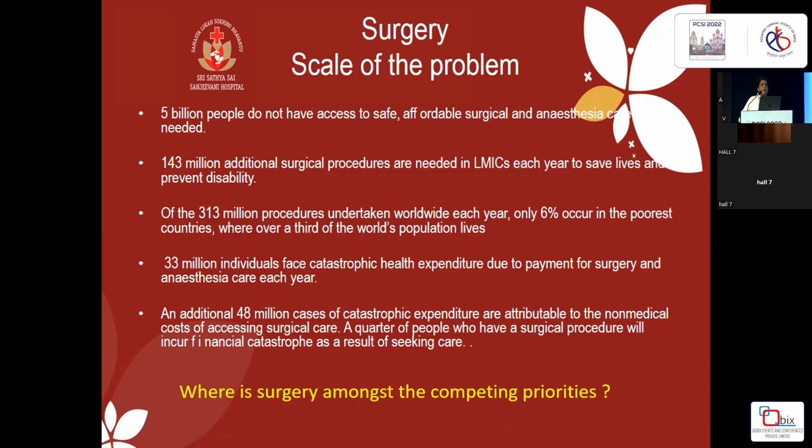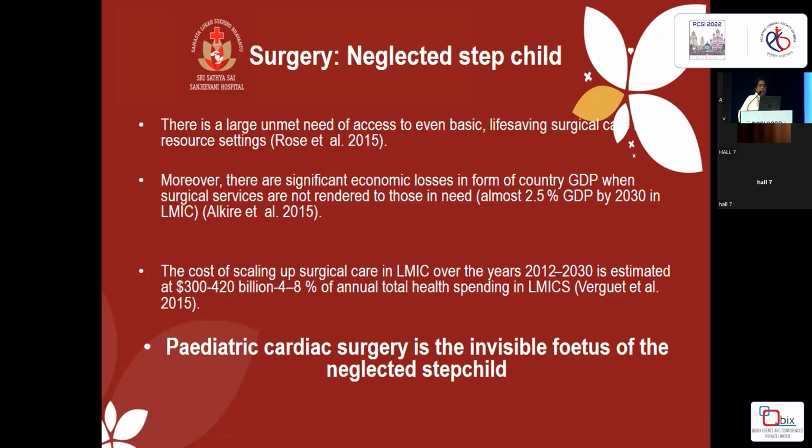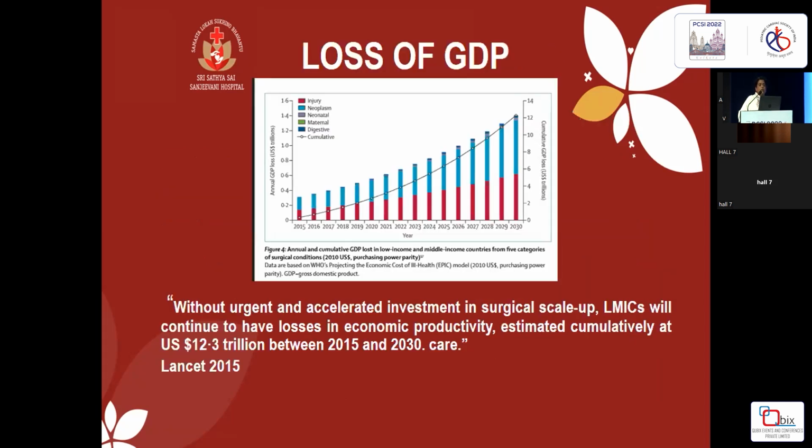So I'll just say that the scale of the surgical problem is very huge. When you don't operate surgically, we tend to lose a lot of GDP in revenue, which is going to be to the tune of $12.3 trillion between 2015 and 2030. It is a very important statistic, because we always say we will not allocate funds to surgery because it is costly, but when you do not operate, you lose life and you lose money.